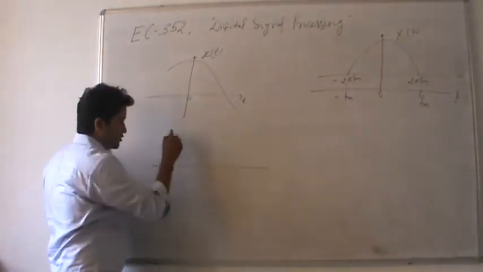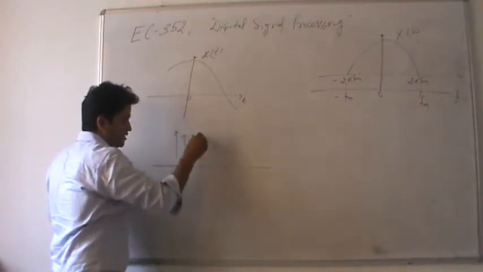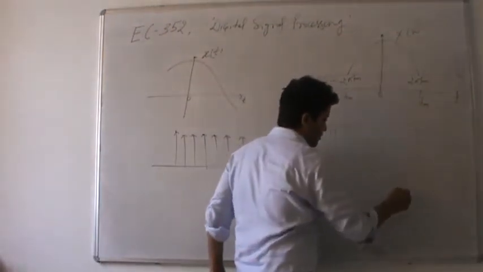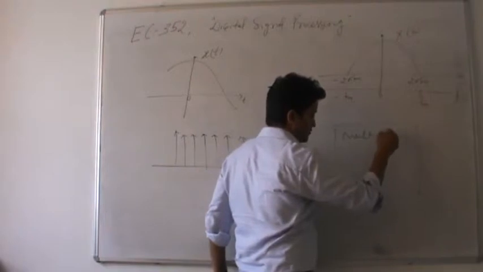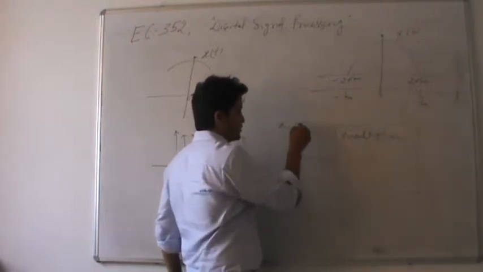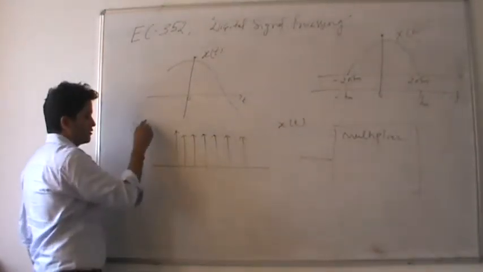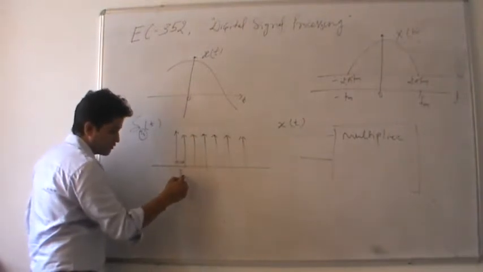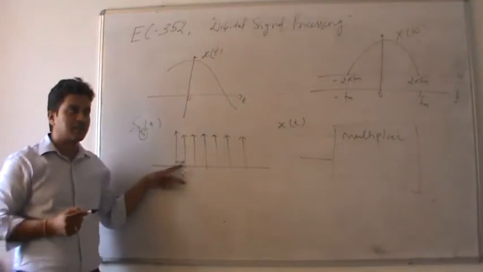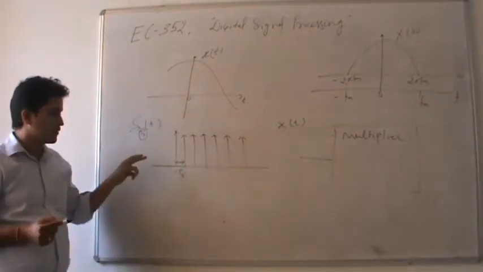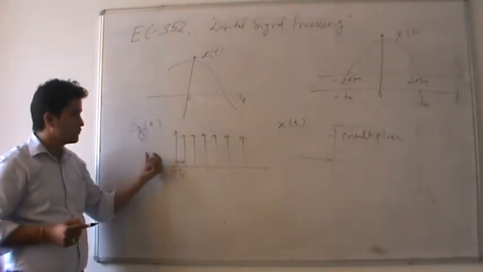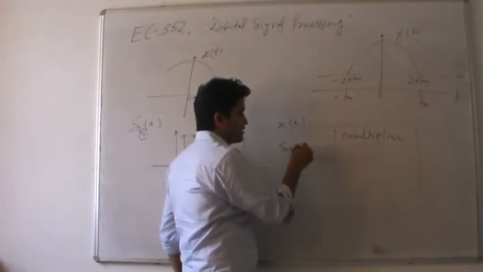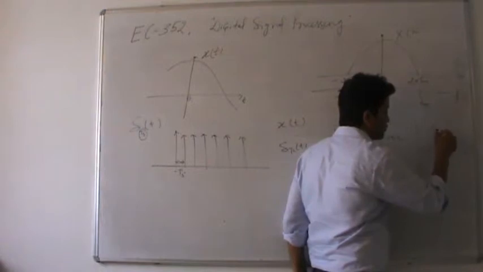Now there is a train of impulses, okay. Suppose we have a system which is known as a multiplier, where we can apply two inputs, x(t) and delta(t), where Ts is the interval between continuous or consecutive samples. Ts is the time gap between two samples. So delta(t) is a continuous train of pulses. x(t) is the original signal. If you apply this delta(t) and x(t) as input to the multiplier, it will multiply them and produce some output that is known as g(t).